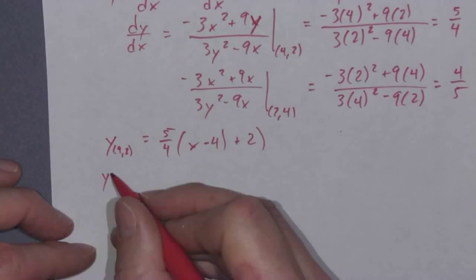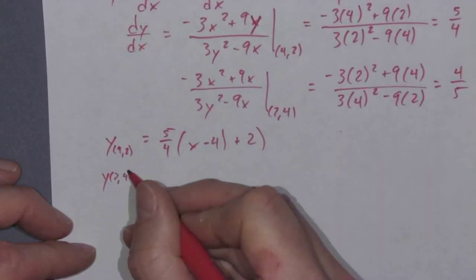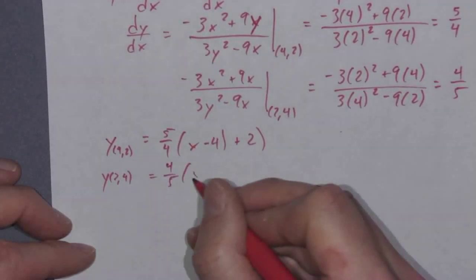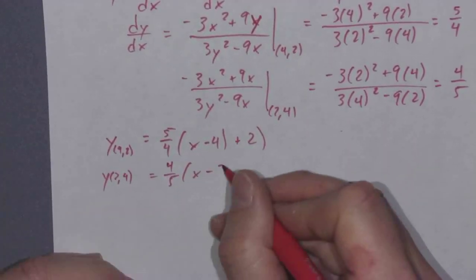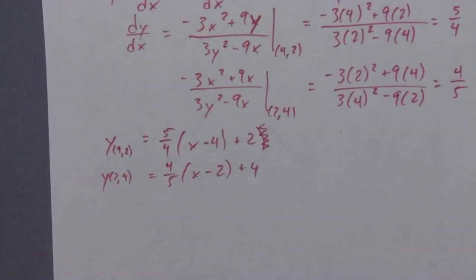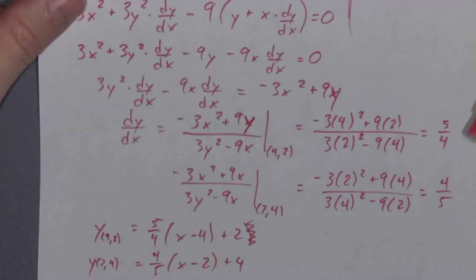And then for the point (2, 4), we'll take the other slope, and that's 4/5, and then we'll get y equals 4/5 times (x minus 2) plus 4. That does not need parentheses. Okay? That's a great AP question right there. It requires a lot, meaning plenty of places for errors.